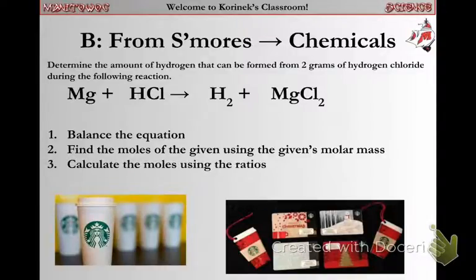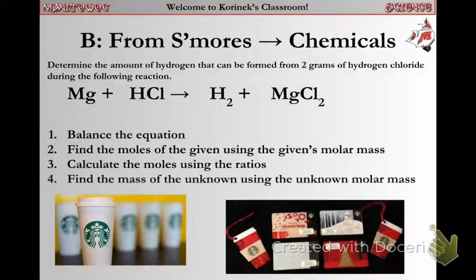Then we want to calculate the moles using ratios. So what I mean by that is we want to go from moles of hydrogen chloride to moles of hydrogen. That means we're going from the given to the unknown. And then once we know the moles of the unknown, we can then find the mass of the unknown using the unknown's molar mass, and then figure out its mass from there. All right, so let's actually do this.